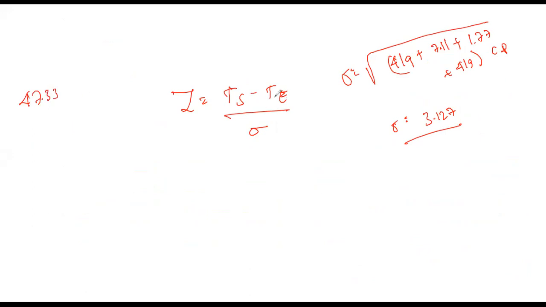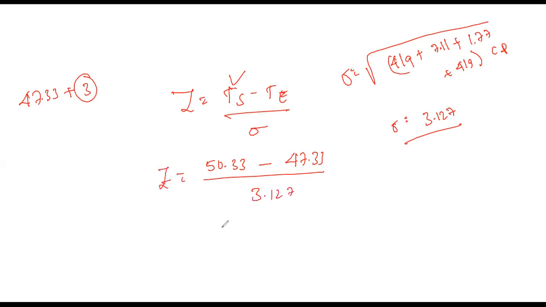47.33 is expected, right? What TS have they asked for? The scheduled time plus not more than 3 weeks later. So how much does this become? 47 plus 3, 50.33. Minus the project expected duration, 47.33, is 3 divided by the sigma value. So taking 1.27, the Z value comes. The Z value will be equal to 0.959, okay?